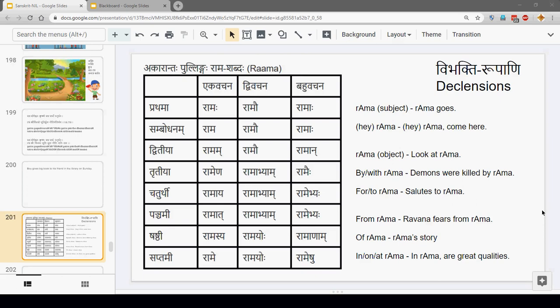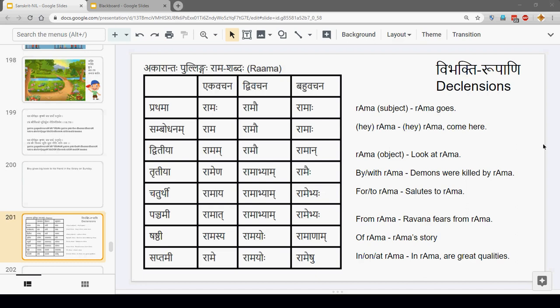So every noun in Sanskritam, in the language, can have one of these 24 forms which is shown on this table. And depending on the gender of the root word and the sound in which the root word ends, the forms could be different for that noun.